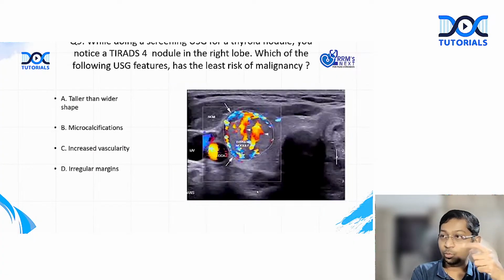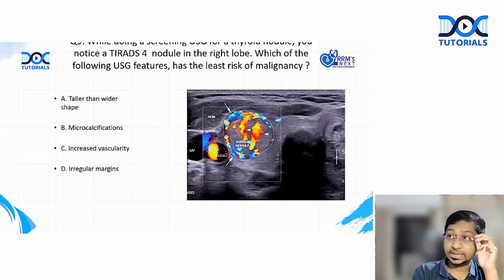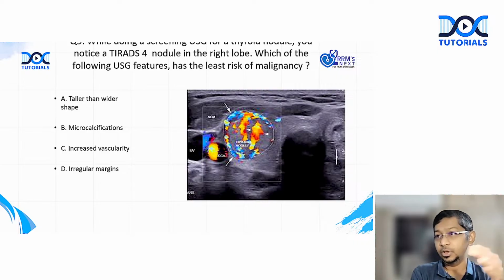You have to understand, you have to interpret the clinical picture. So while doing a screening ultrasound for thyroid nodule, we notice a thyroid nodule in the right lobe. Which of the following ultrasound features has the least risk of malignancy? You can see this clinical picture here. This is a solid nodule.